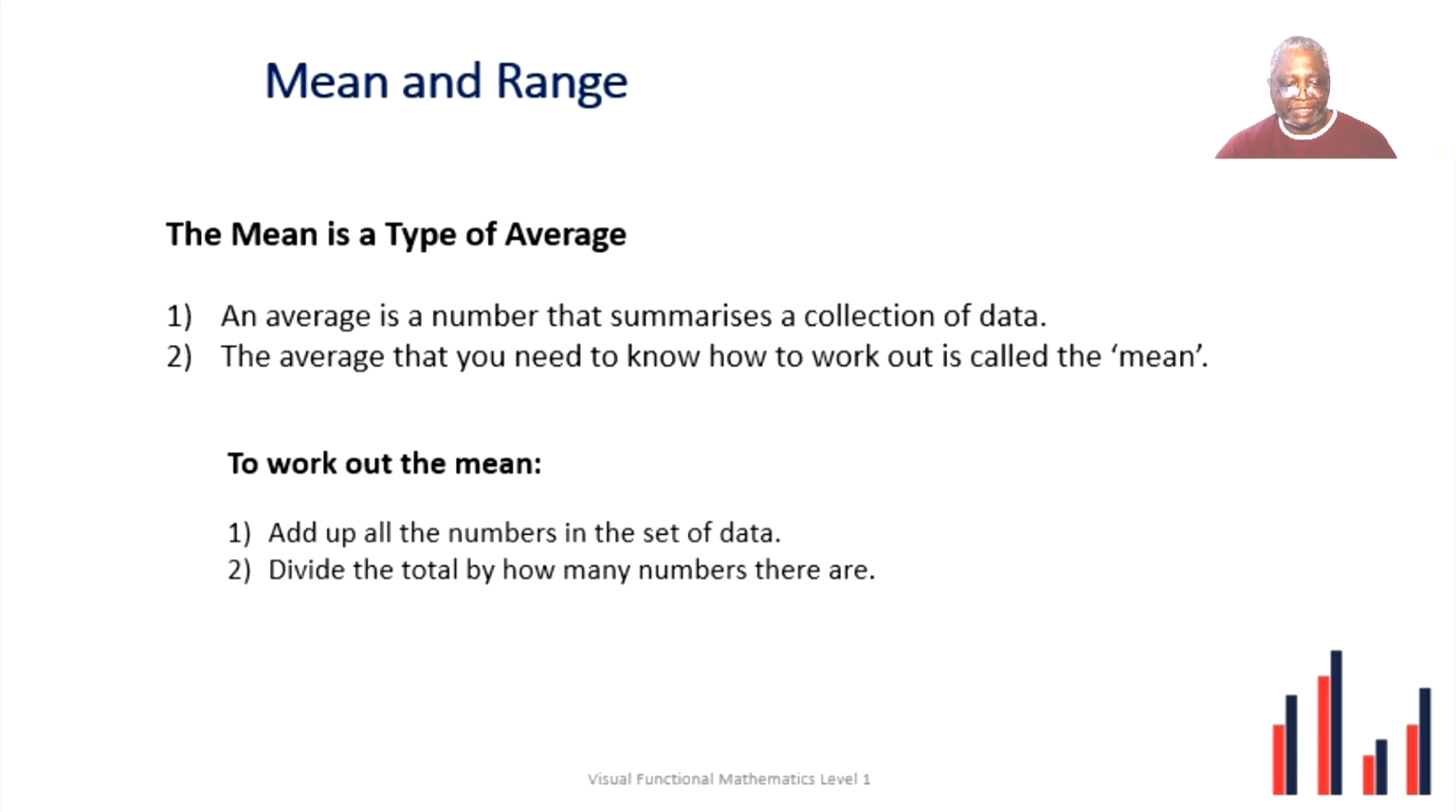Mean is a type of average. An average is a number that summarizes a collection of data. The average that you need to know how to work out is called the mean. To do this, add up all the numbers in the set of data and divide the total by how many numbers there are.